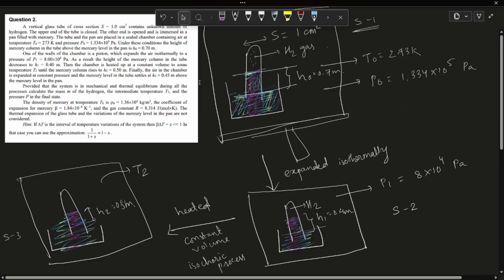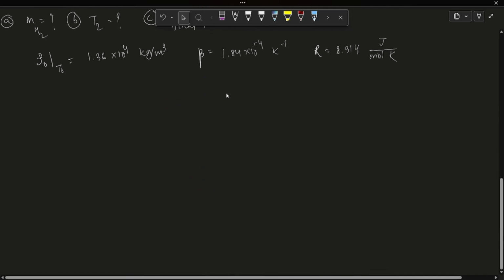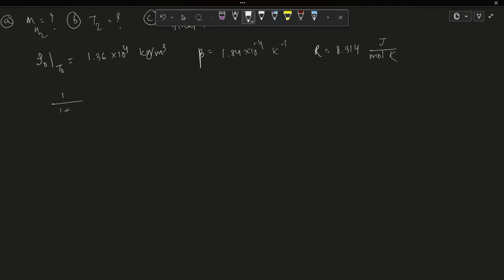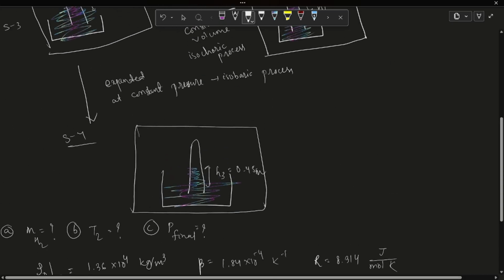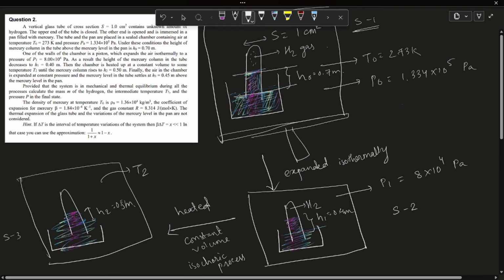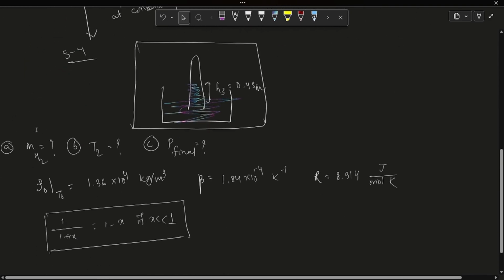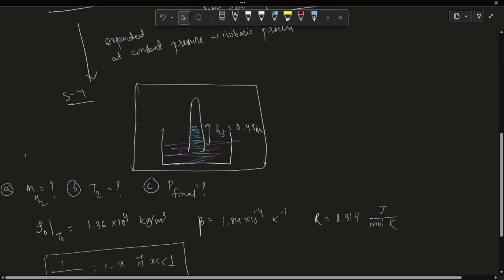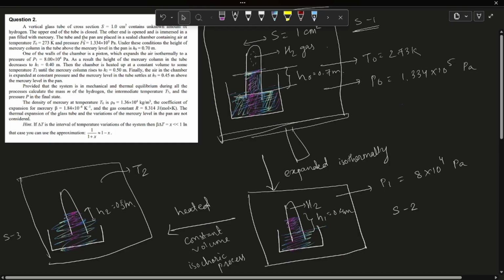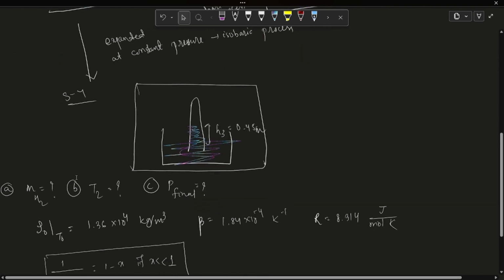Okay. If delta T, there is a hint: 1 by 1 plus x we can write as 1 minus x if x is very much less than 1. So let's try to solve. As we are interested in the mass of H2, first we do the first part. So how can we find the mass of H2? As there is no mention of real gases, I can consider H2 as an ideal gas.